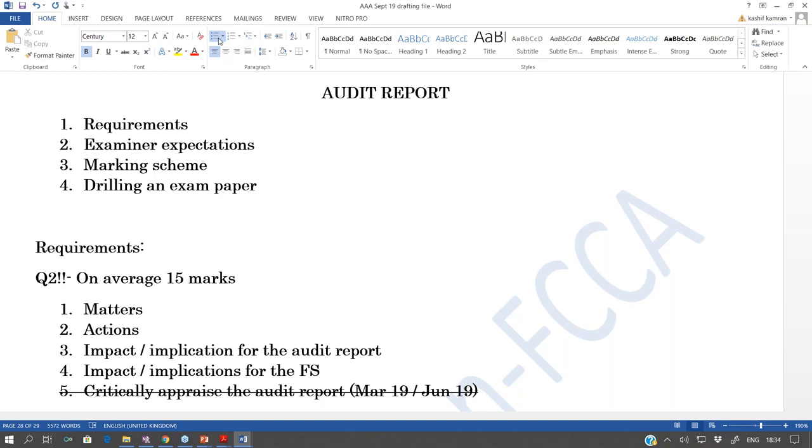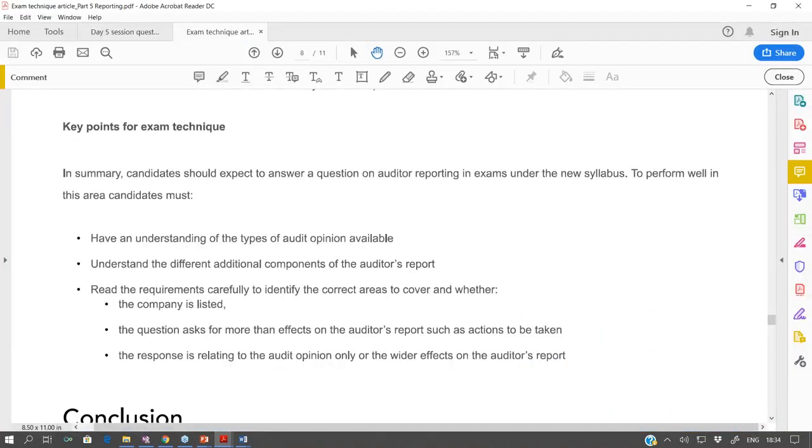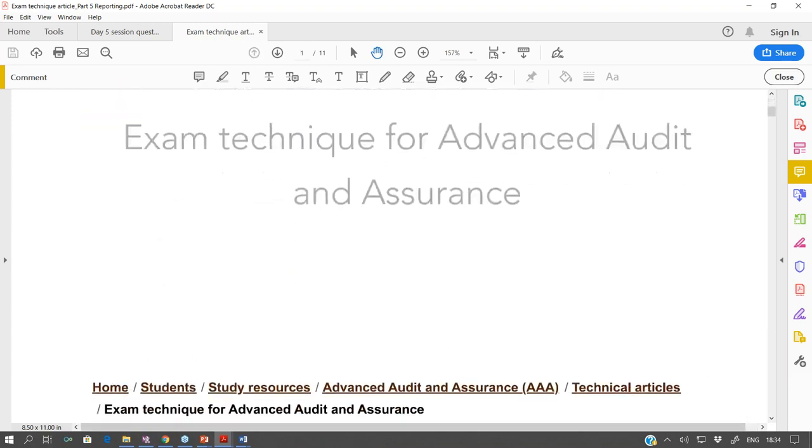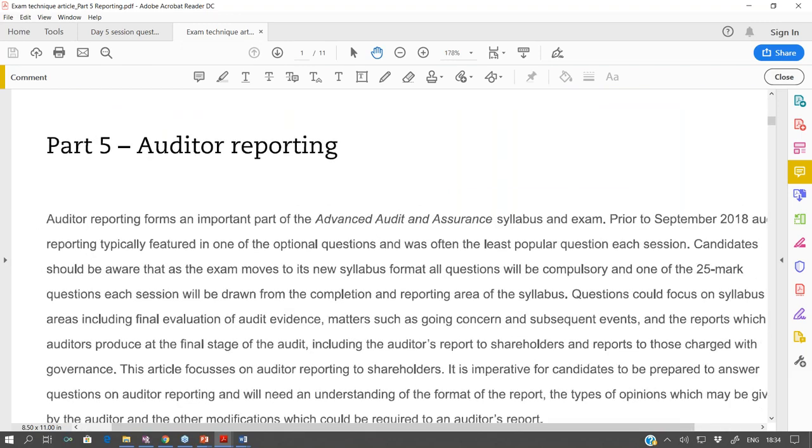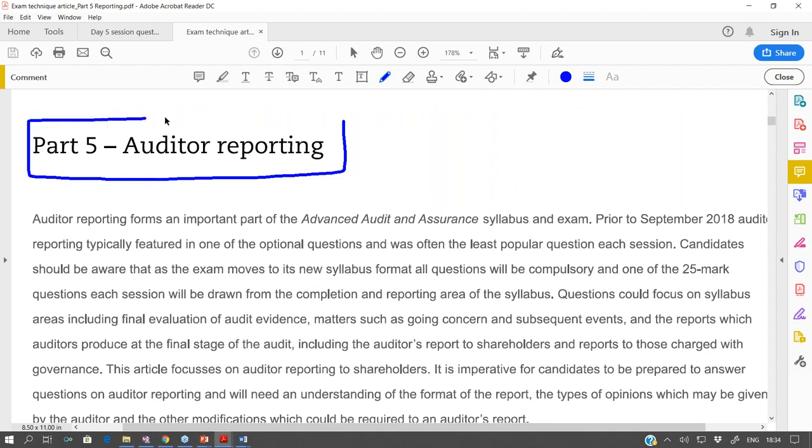Now, just before starting the drilling process, there is this must-read article on reporting, which is exam technique for advanced audit and assurance. You can see down here, part 5, which is on reporting. I hope all of you have read this because the exams are very near. I want to highlight some very important paragraphs in this article, which will really help us once we start practicing the past papers.